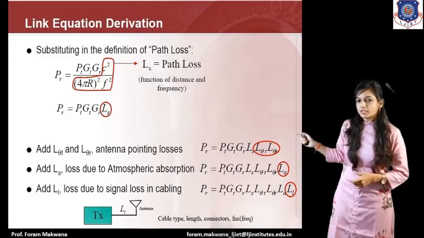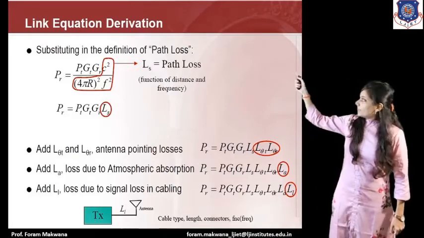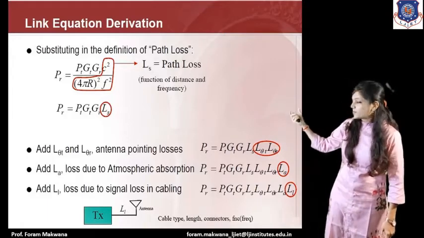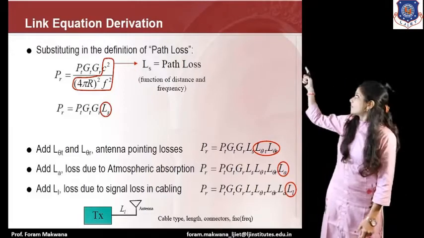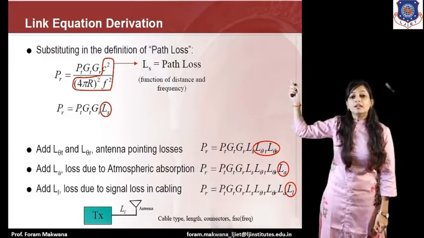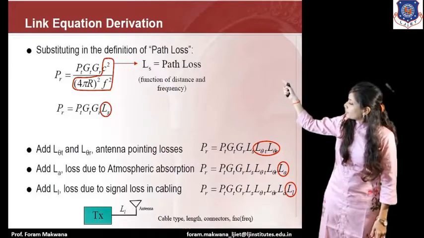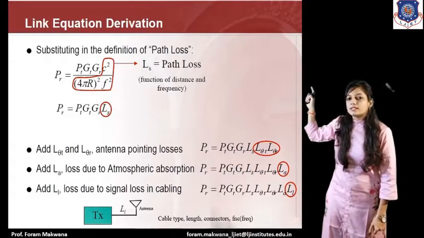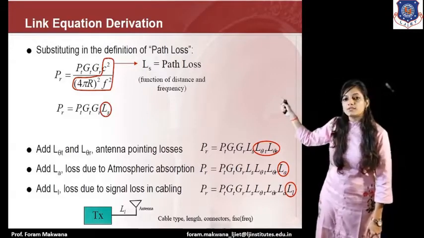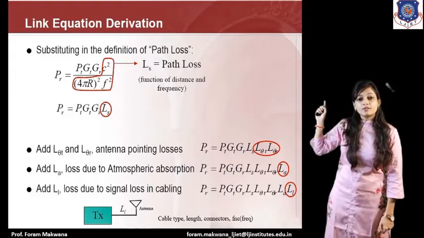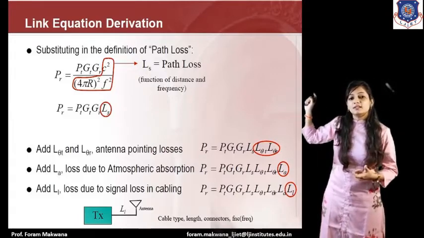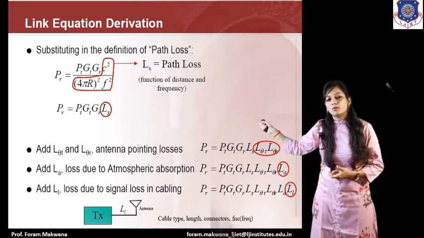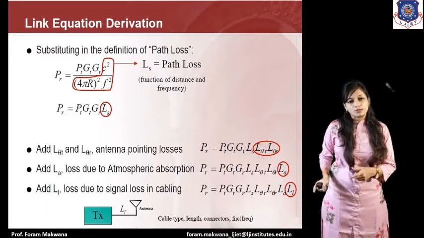Alright. So over here, this quantity C square upon (4 pi R) whole square into F square, what does it represent? It represents the path loss. Why? Because it is a function of distance and frequency. Distance comes from R and frequency comes from F. So I have simply replaced C square upon 4 pi R square into F square by LS. Over here LS represents the path loss.